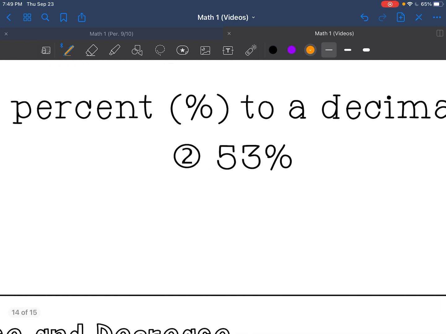The decimal for number 2, 53%, is after the 3 in front of the percent sign. So I'm going to move it 2 to the left. This gives me 0.53. 53% changed to a decimal is 0.53.